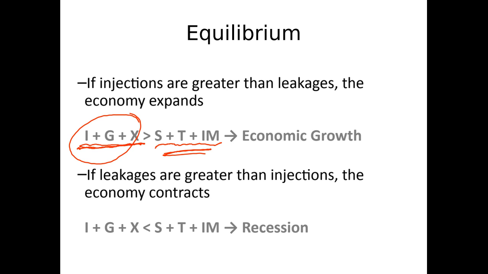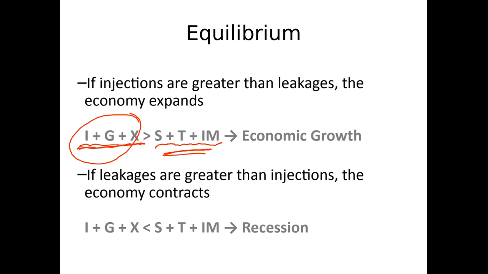And there's higher unemployment in the country. People are not getting jobs. This is what we call recession. So the best situation for any economy is the equality of injections and leakages. Now, let me give you one last example, and I will solve that example and just explain again the concept of leakages and injections.